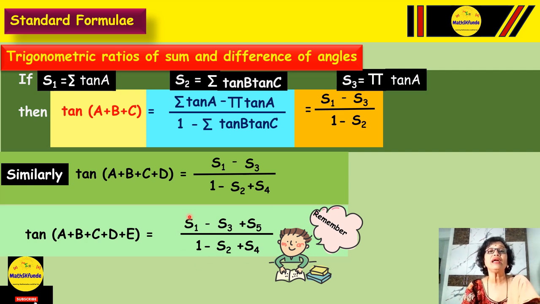It is only for understanding that the pattern would be something like this: S1 minus S3 plus S5 upon 1 minus S2 plus S4. The moment you go for the seventh angle, S7 would appear with a minus sign, and minus S6 would appear in the denominator, and so on. So you can understand how big that expression would be for 10 angles. Let us not go there, but understand that we can write the formula in a more concise form.